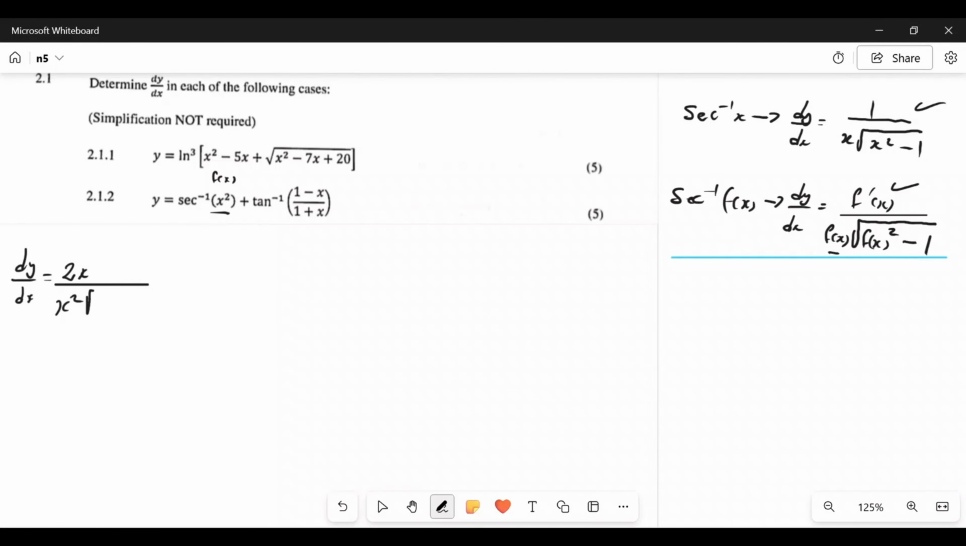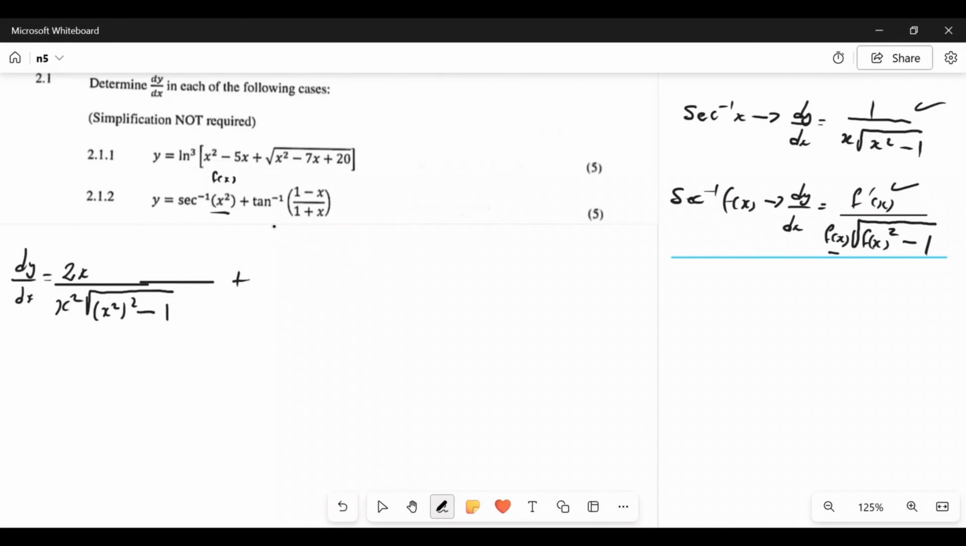And then root, right? Then what is inside the root? We have f of x squared. So our f of x is x squared, so we're going to have x squared minus 1. So we have 1 there, right? So this is the derivative, right?